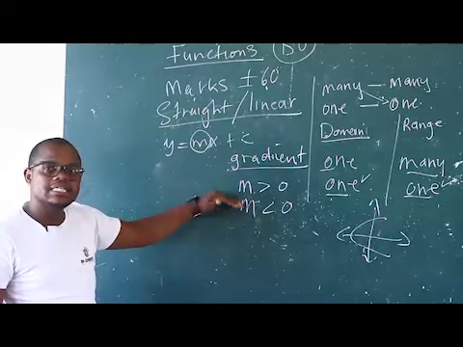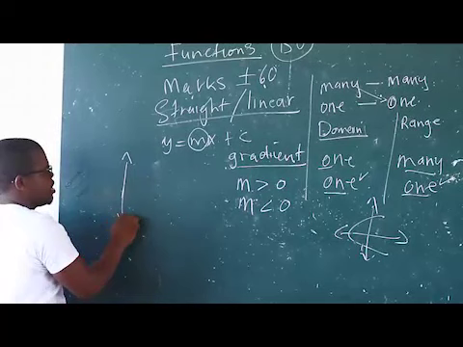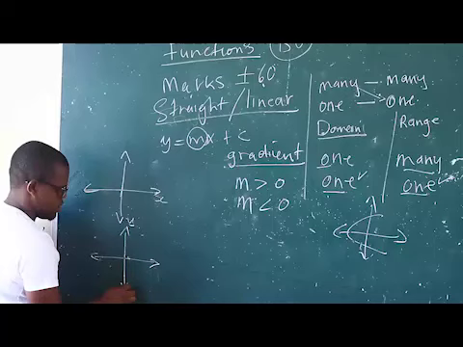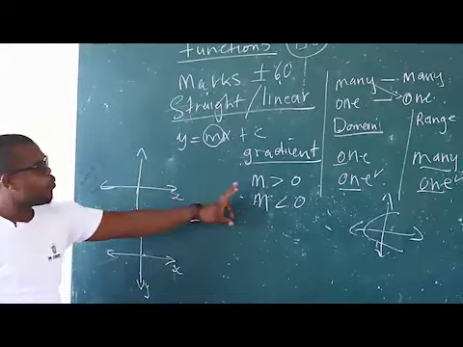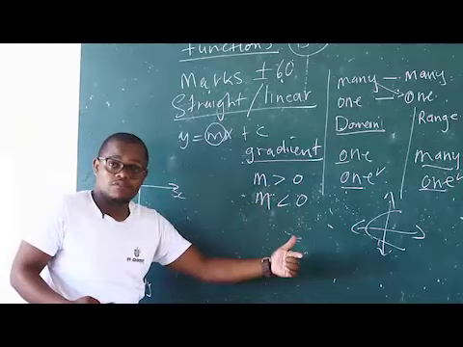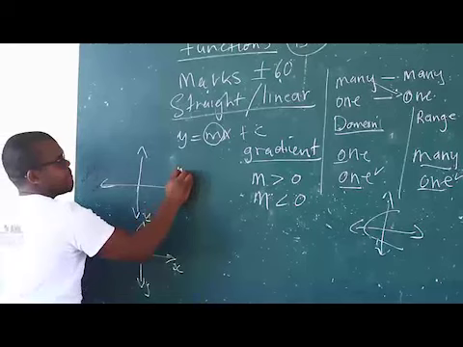Okay, so now let me draw two Cartesian planes. Very important. This is your x, y, and x. So now, if m is greater than zero, we must look at the inequality too. If it is greater, that means it's positive, it is not negative. So now we are looking at if m is greater than zero and if m is less than zero.